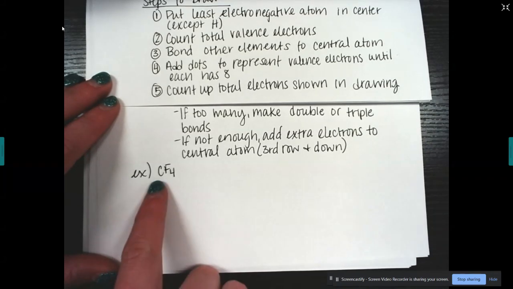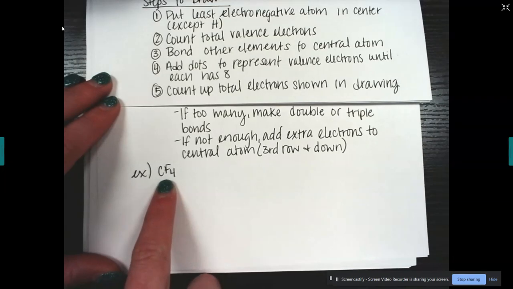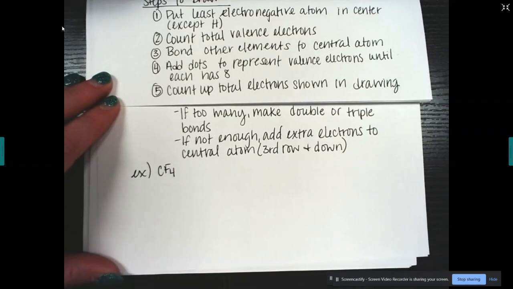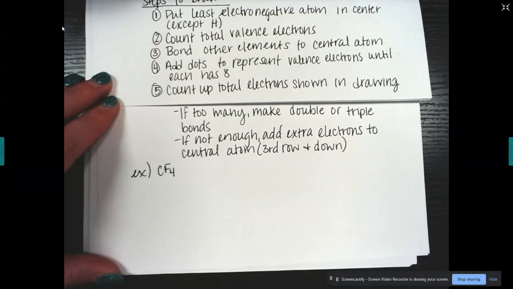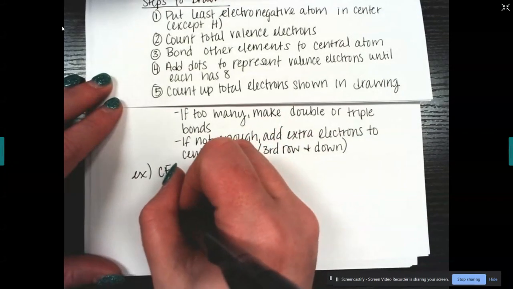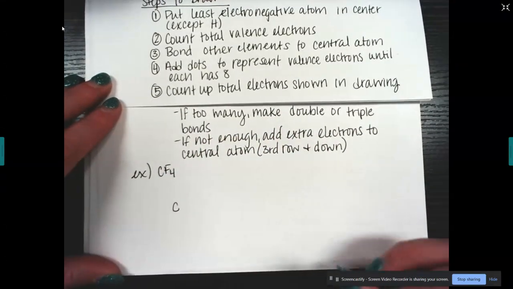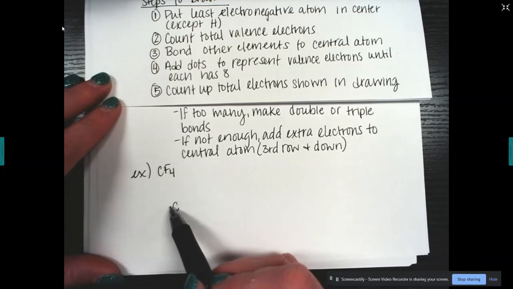So of these two, carbon and fluorine, which one has the lower electronegativity? Carbon does, okay? And you'll find a lot of these are going to have carbon in it, and carbon is almost always, and for you guys always, going to be in the middle, because carbon can form 4 bonds. So we're going to put carbon in the middle. I'm just going to give some space around it, and I'm going to write carbon down.